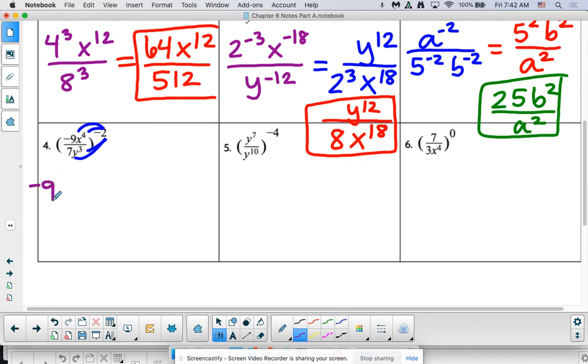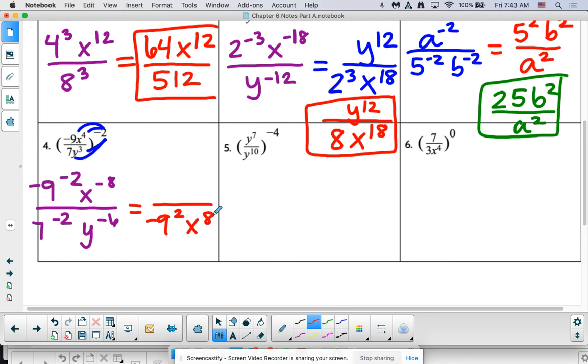So negative 9 to the power of negative 2, x. 4 times negative 2 is negative 8, all over 7 to the negative 2, and then y. 3 times negative 2 is negative 6. Let's make all those exponents positive. So the 9 has to come down to the negative 9 squared. X to the negative 8 comes down, so it's now positive 8. 7 squared comes to the top, and y to the 6 comes to the top.